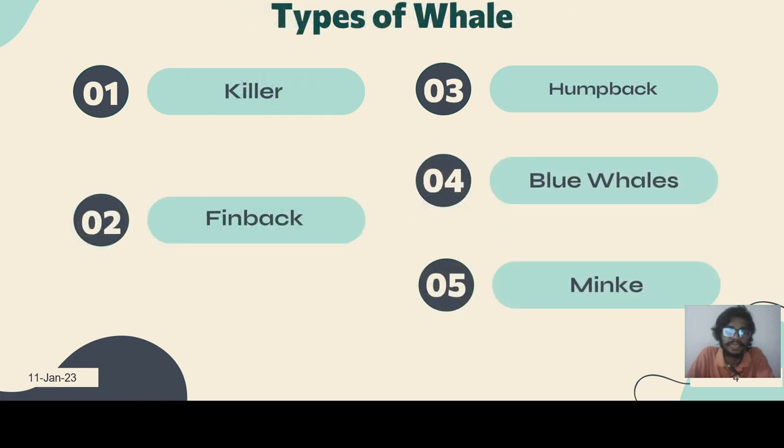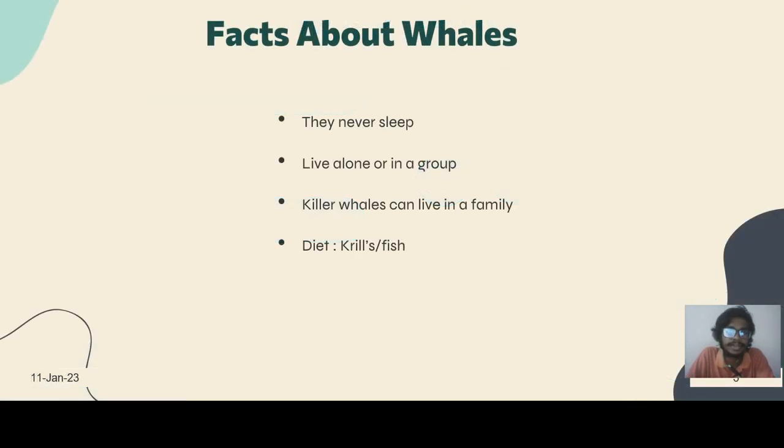Before studying the whale optimization algorithm, let's discuss the types of whales. The first one is killer, the second is finback, the third is humpback, the fourth is blue whales, and the fifth is minke. So what are the facts about whales? The first one is they never sleep. They may live alone or in a group. Killer whales can live in a family and their diet is krill and fish.